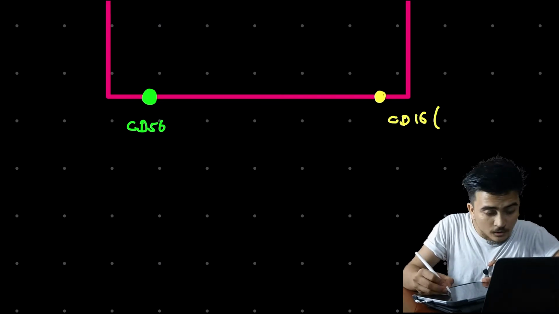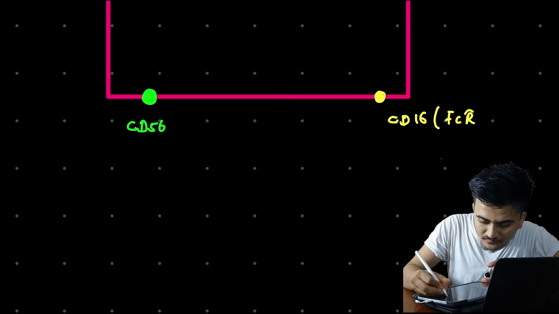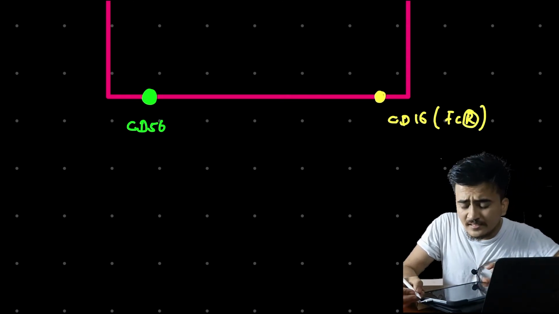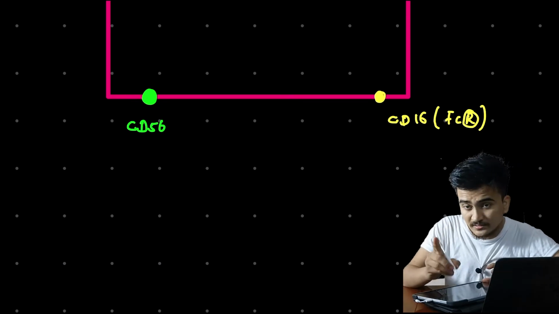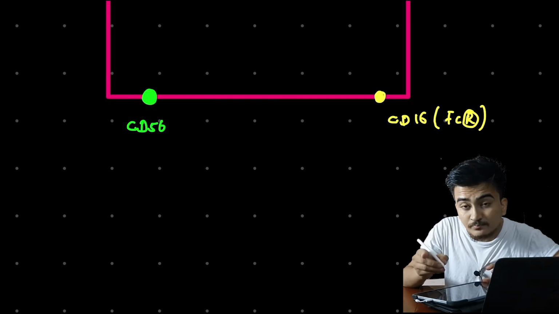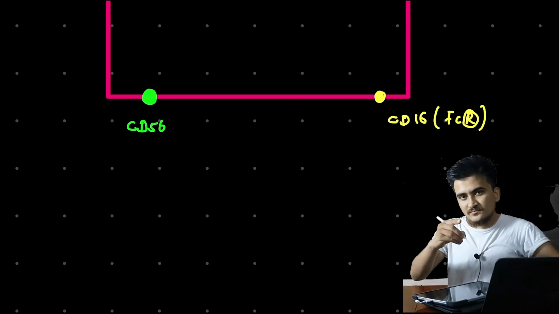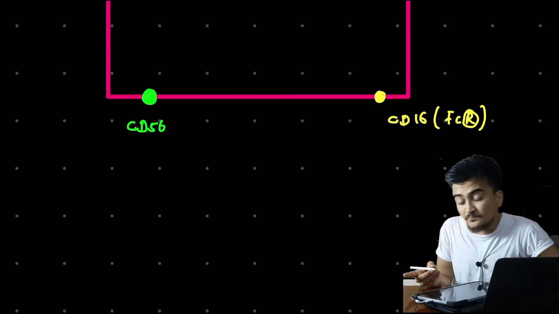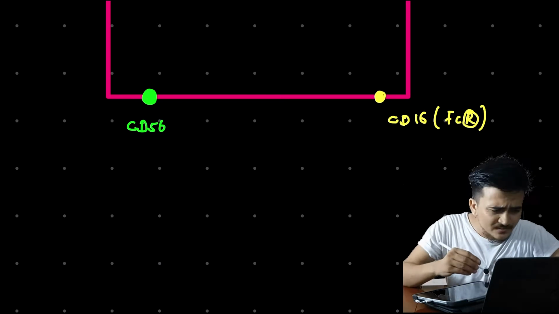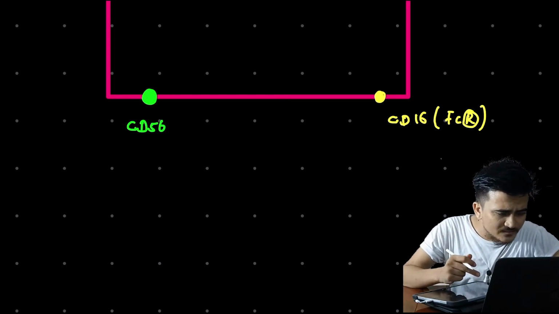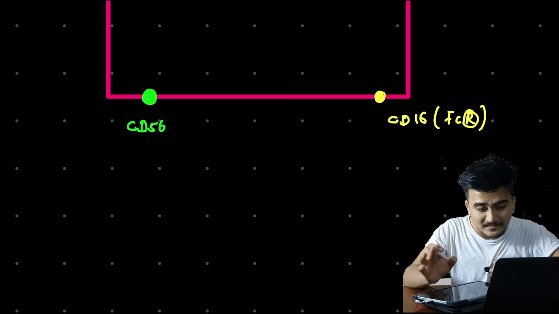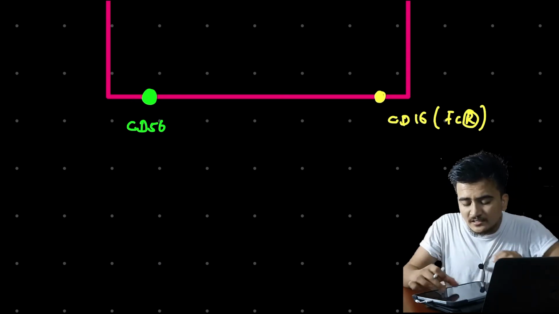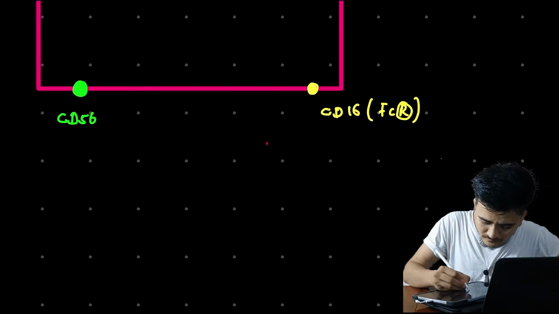This CD16 is also called the Fc receptor. Why is it called the Fc receptor? It is called the Fc receptor because it attaches to the Fc portion of the antibody, which we learned in the B cell lecture. We'll talk about what CD56 does later on, but let's focus here on CD16. Let us assume that there is an antigen, and this antigen is coated by what?